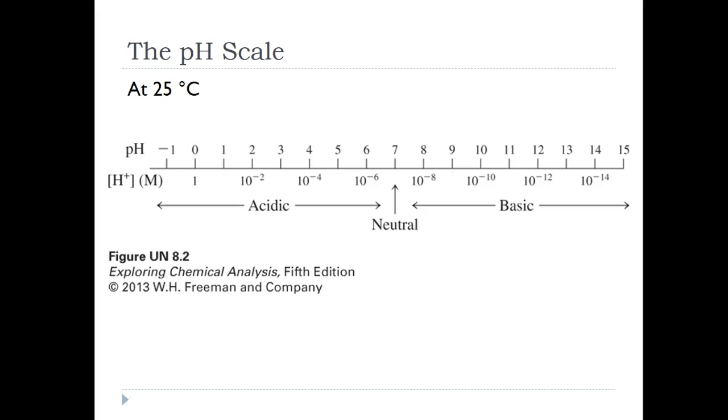So if we're living in the world of 25 degrees Celsius, on the pH scale, obviously if we've got a neutral solution of water, the pH is 7, we just calculated that. So that's the dividing line between the acidic and basic side. Everything with a pH value less than 7 is acidic, and everything with a pH value greater than 7 is basic.